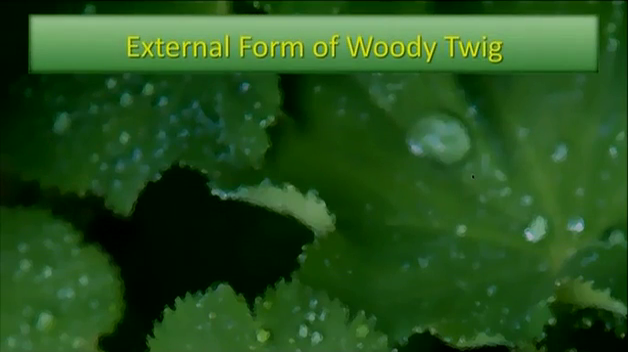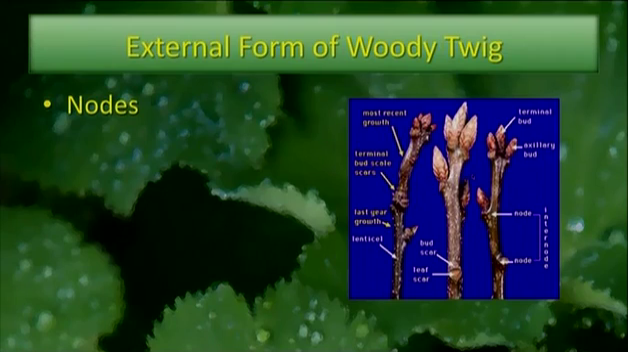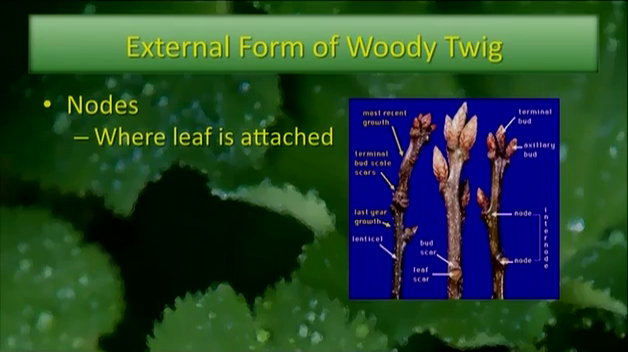Now we're going to go over first the external form of a woody twig. We're going to talk about the parts of a stem. The first part we're going to talk about are nodes, N-O-D-E-S. Nodes are where the leaf is attached. So here would have been where a leaf was before, because these are woody stems that have lost their leaves. But in the springtime, you're going to have more leaves coming out where the nodes are. So here's a node, here's a node, and this is where the leaf is attached or would have been attached.